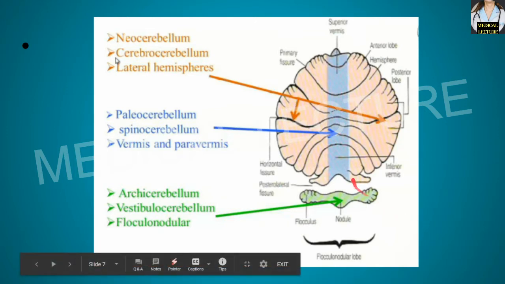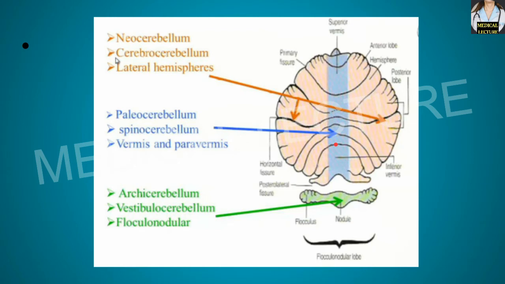Now next is the paleocerebellum. This paleocerebellum is spinal in connection, and it has the ala, quadrangular lobe, culmen and the central lobule of the anterior lobe, and of the posterior lobe it has the pyramid and the uvula. So remember, of the anterior lobe it has the ala, quadrangular lobe, culmen and the central lobule, and of the posterior lobe it has the pyramid and the uvula.